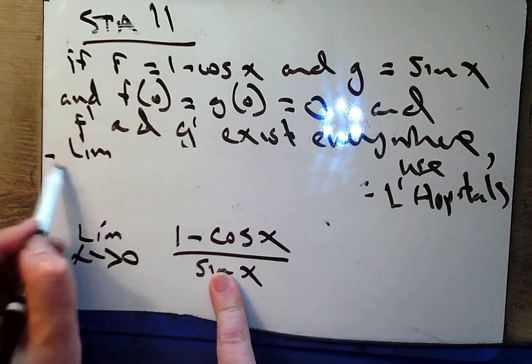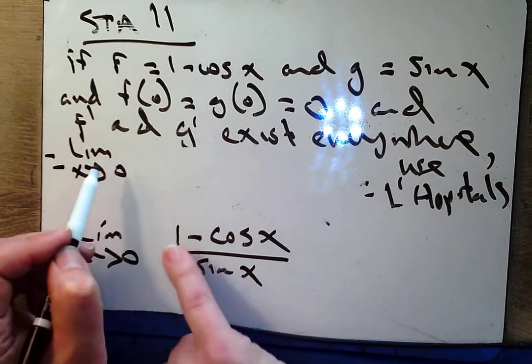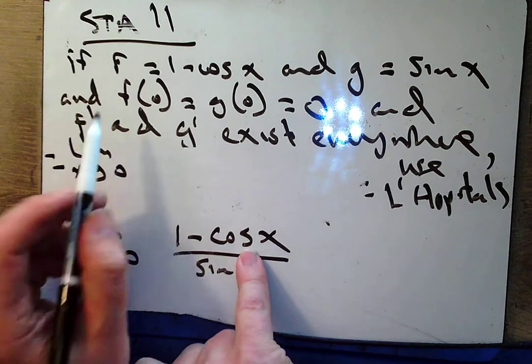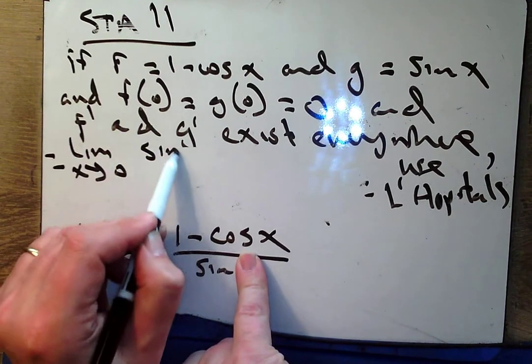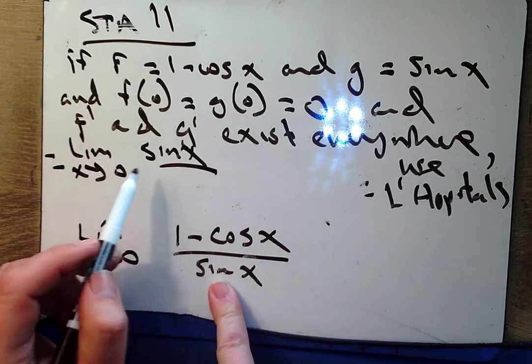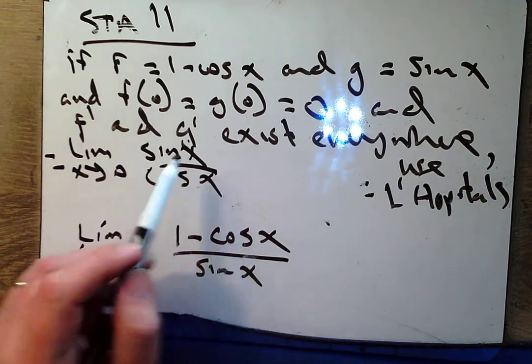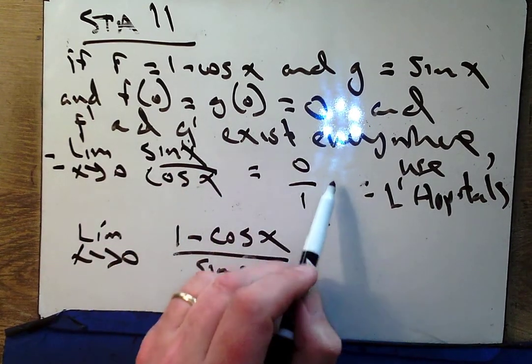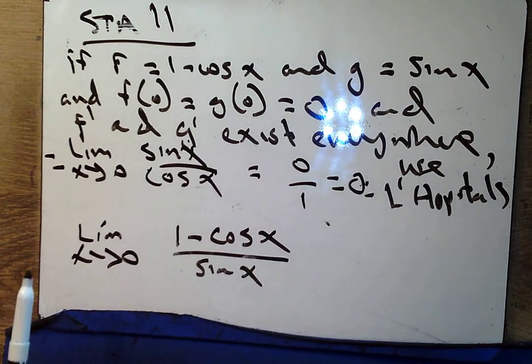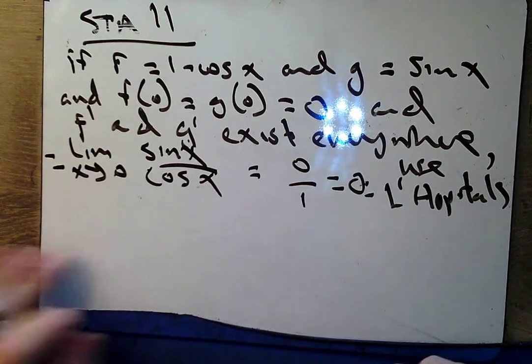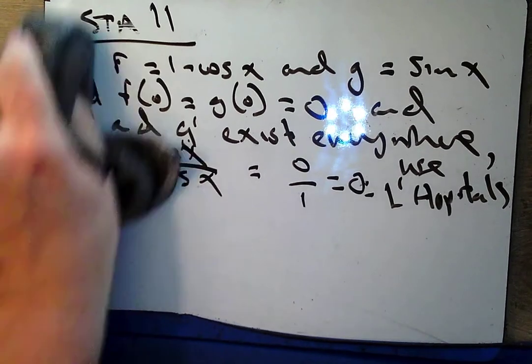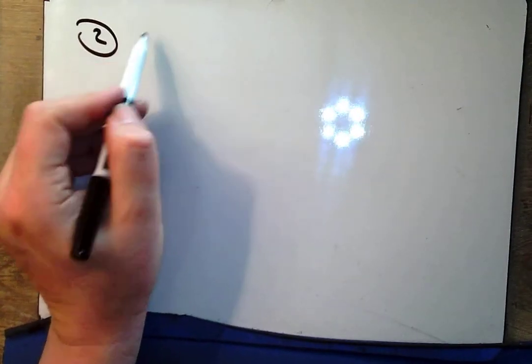I'm now going to have the limit as x heads to 0, derivative of that is 0, the derivative of negative cosine is sine, and down here the derivative of sine is cosine. If I plug in my 0, I end up with 0 over 1, or 0. There we go. That was problem number 1. Problem number 2 from station 11.